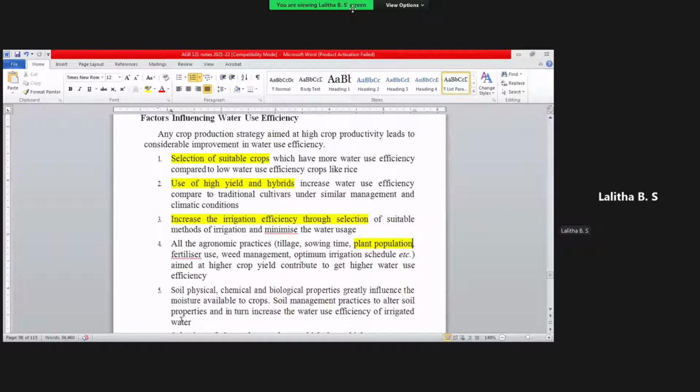Then again, fertilizers also, we have to use at the right quantity and at the right time. If at the beginning you give all the fertilizer, it is of no use. Or once almost all the growth is completed, if you start then, it is also not used. So we have to think correctly and use it. Then again, weed management is also very, very important because weeds are going to compete with the crop for nutrients.